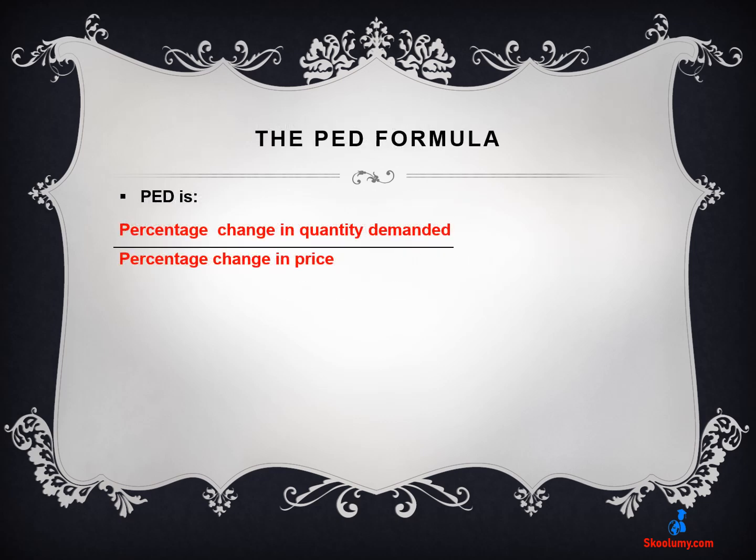How do we calculate the PED? PED is calculated by using the formula percentage change in quantity demanded divided by percentage change in price.